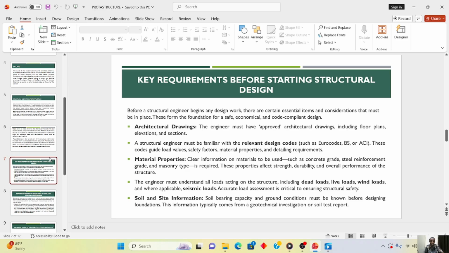All right, another essential item is soil and site information. Now, this is also a very critical aspect that in Nigeria we take for granted, and it shouldn't be so. Soil and site information. Now, soil bearing capacity and ground conditions must be known before designing foundations. Don't just go into designing your foundations without having your soil report from a geotechnical engineer.